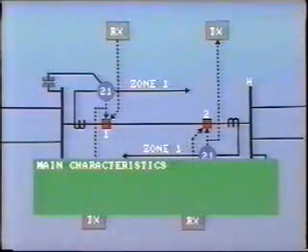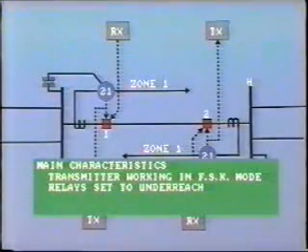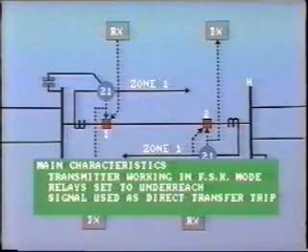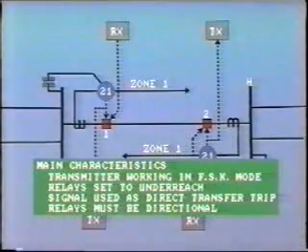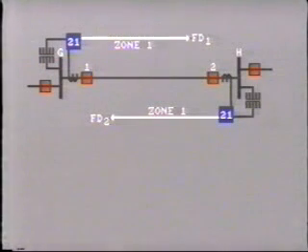Note the main characteristics of this protective scheme. The transmitter is working in the FSK mode. The relays are set to underreach. The signal is used as a direct transfer trip. The relays must be directional. This scheme is known as the directional comparison underreaching system. In practice, the protective package at each end would probably include ground overcurrent relays as well as distance relays for phase protection. The operating diagram that we have shown is a very simplified schematic.